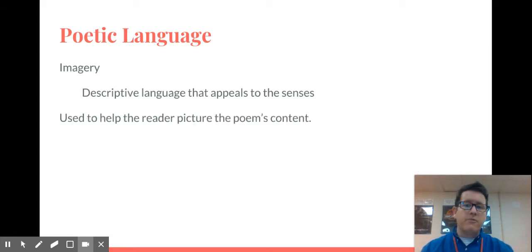Another part of poetic language is imagery. Imagery is just when you use descriptive language that appeals to the senses. So anytime I'm reading a poem and I'm seeing something, or I'm reading something that helps me see what the poet is talking about, that's imagery. It could be appealing to my sense of taste, my sense of smell, my vision, hearing, all that kind of stuff. And it could also just help me build a better picture in my mind of the content of the poem.